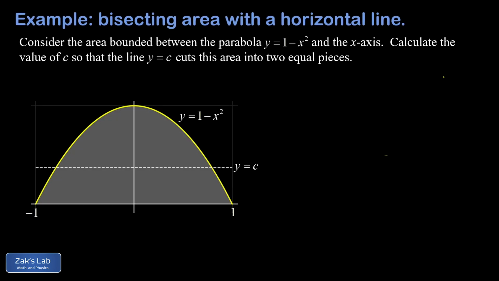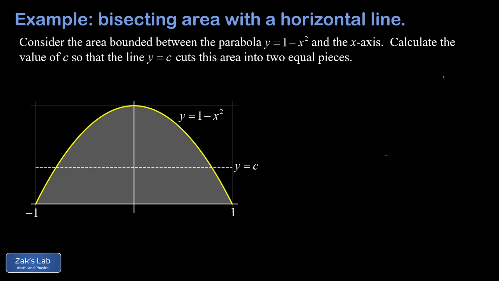In this video, we're solving an unusual calculus problem. So we're considering the parabola y equals 1 minus x squared, and that defines a region below the parabola but above the x-axis. And what we're trying to solve for this time is the value of a constant c, so that the horizontal line y equals c splits this area exactly in half. In other words, half the shaded area is above that horizontal line and half is below.